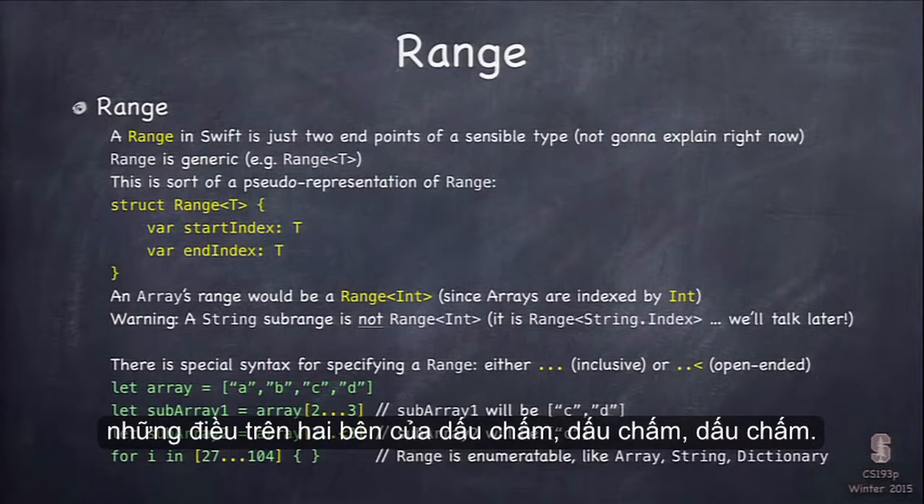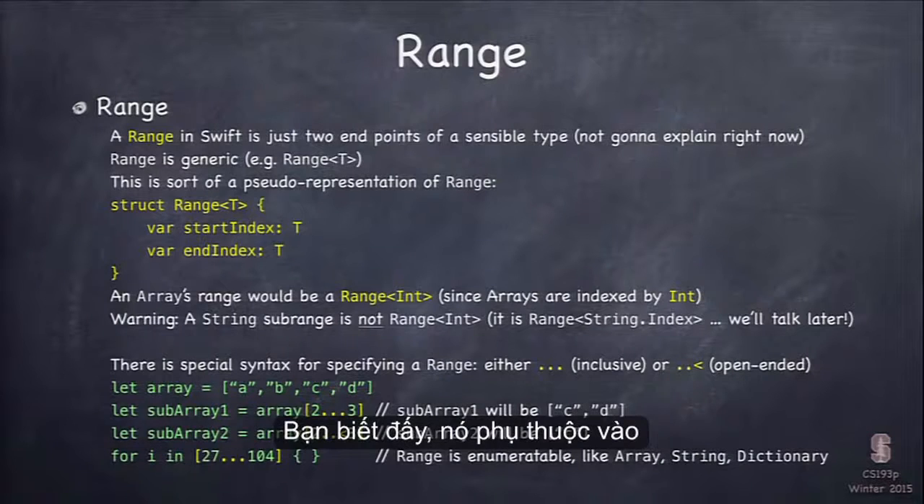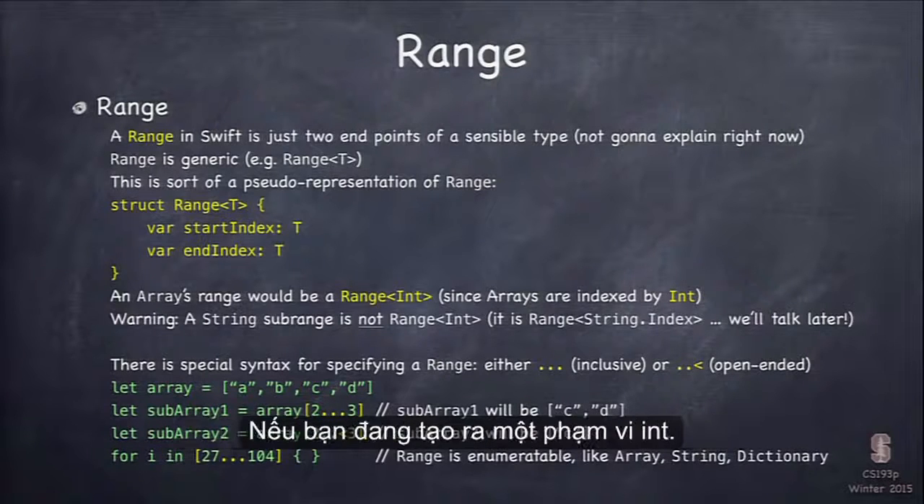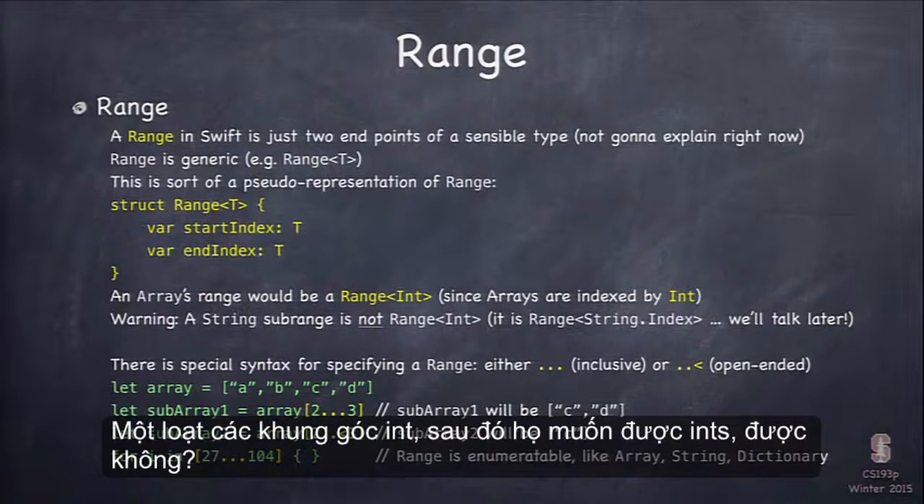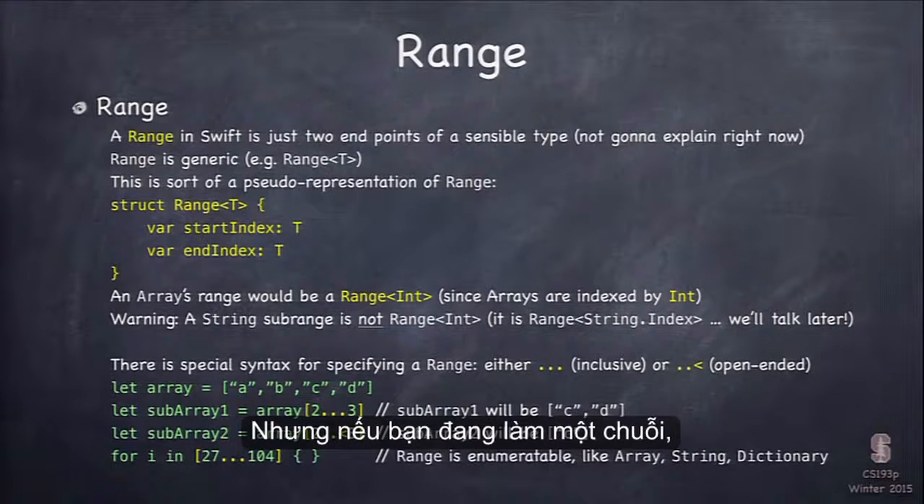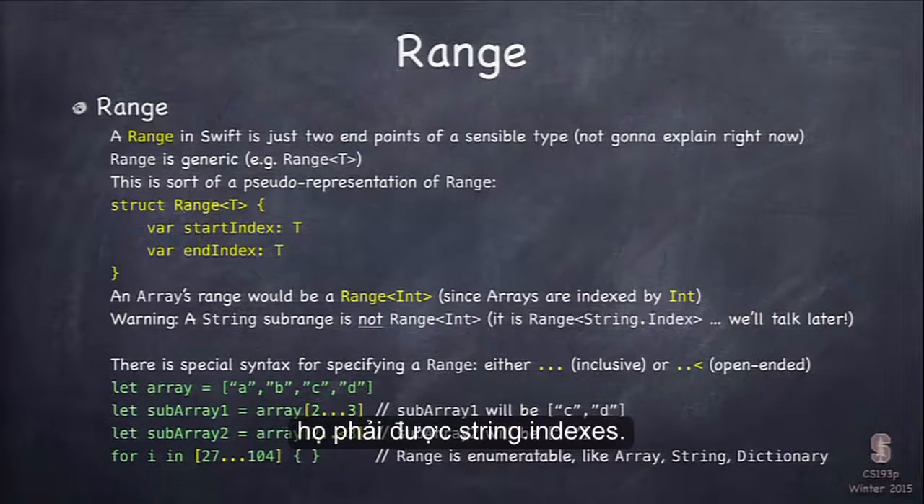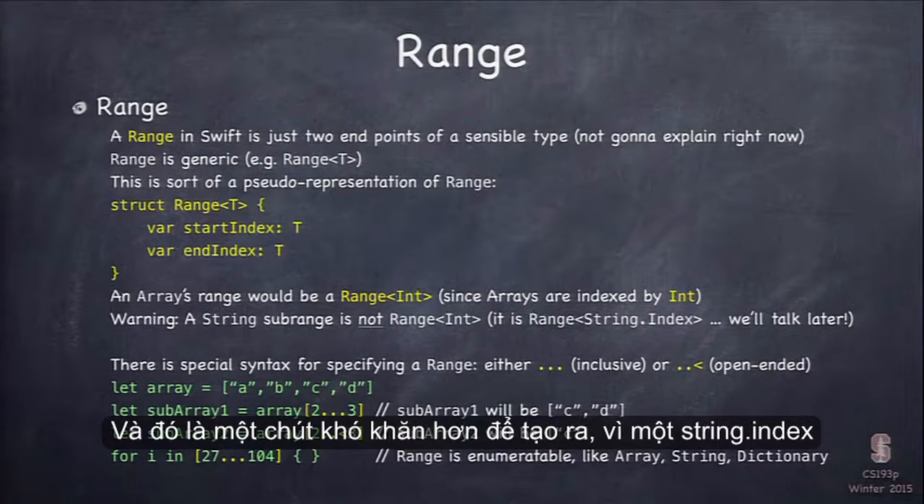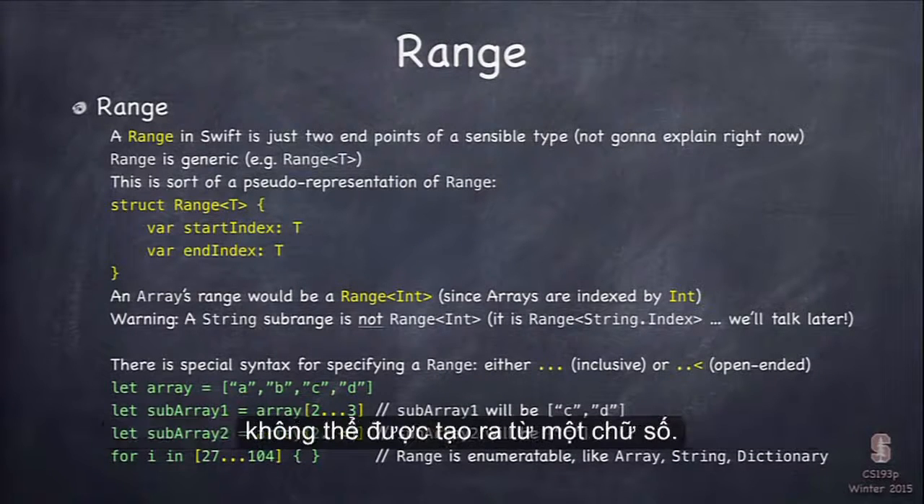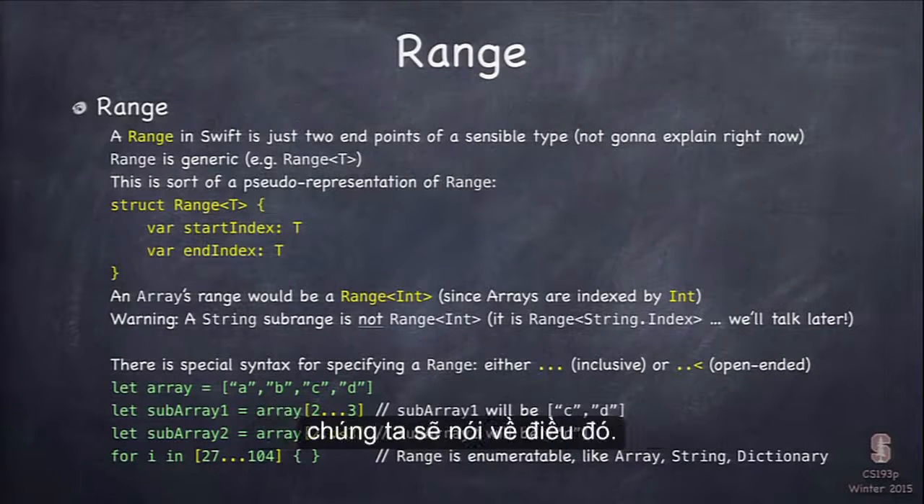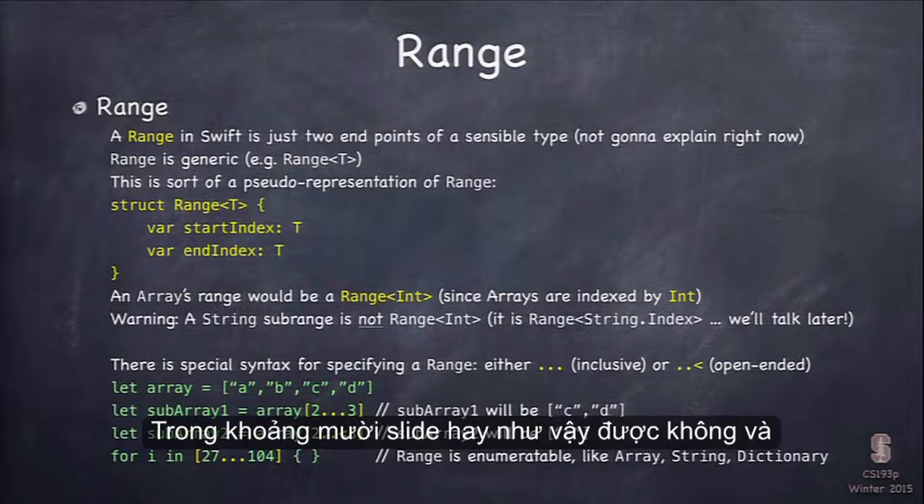The things on either side of the dot dot dot depend on what kind of range you're creating. If you're creating an int range, a range of angle bracket int, then they'd be ints. But if you're doing a string, they have to be string.indexes. And that's a little harder to create because a string.index can't be created from a numeric literal. You have to create it programmatically. So we'll talk about that in about 10 slides or so.